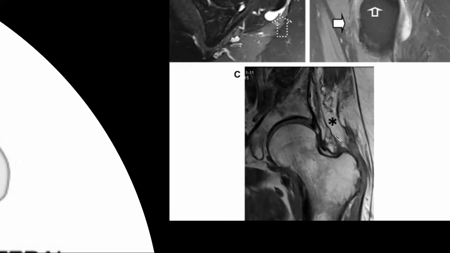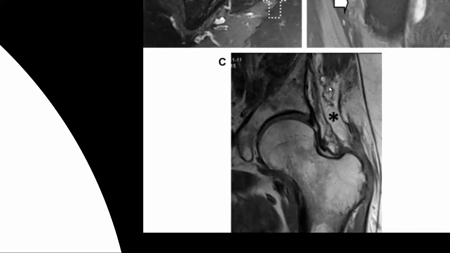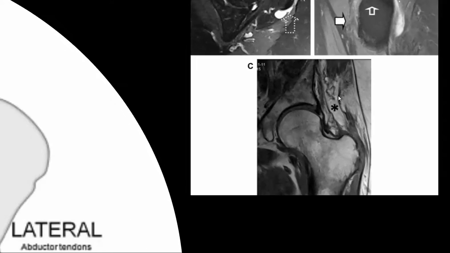And this is chronic, so this is a T1 weighted image, coronal. Now the star is actually on fat. This is muscle, this is tendon, there's a big gap between the two. This is basically a full thickness tear, frayed stumps and atrophy, the fatty atrophy you can see of the gluteus medius.